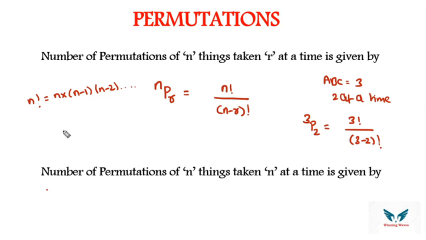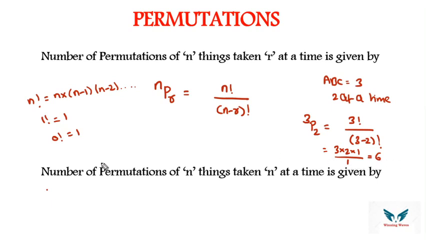Remember one more thing: 1 factorial will always equal 1, and 0 factorial will also always equal 1. Previously we took 3 factorial divided by (3 minus 2) factorial. 3 factorial means 3 into 2 into 1, and 3 minus 2 is 1, so 1 factorial is 1. So 3 twos are 6. Previously we got 6 as the answer.